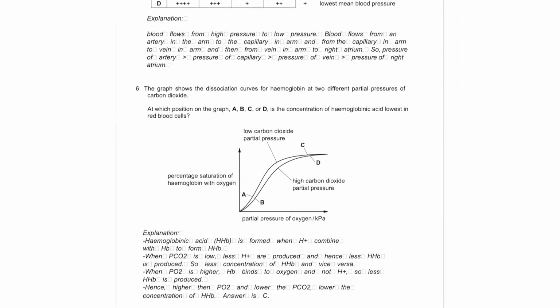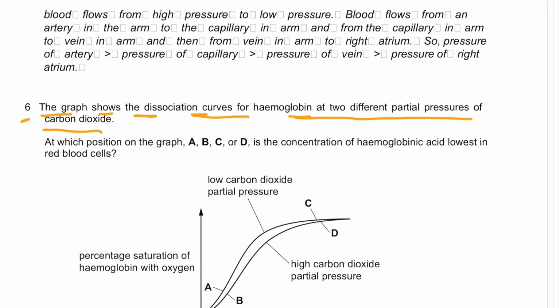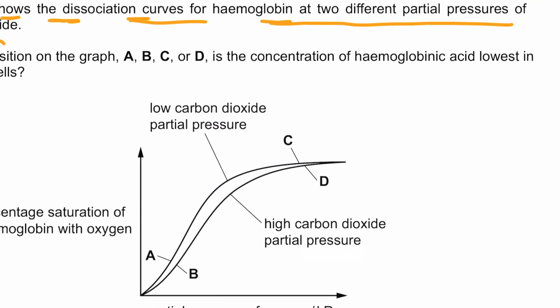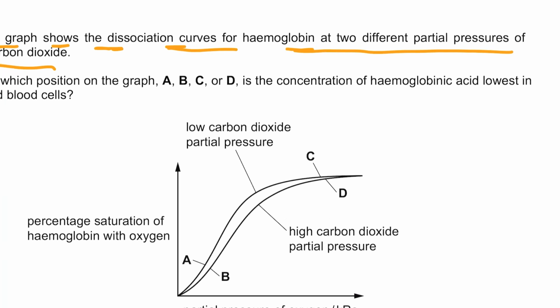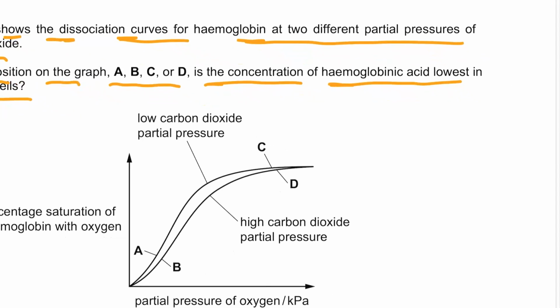Okay, let's move on to MCQ number 6. The graph shows the dissociation curves for hemoglobin at two different partial pressures of carbon dioxide. So guys, this is a graph which is showing the hemoglobin dissociation curves at two different partial pressures of carbon dioxide. So the curve on the right is at the higher partial pressure of carbon dioxide, and the curve at the left is at the low partial pressure of carbon dioxide. At which positions on the graph A, B, C or D is the concentration of hemoglobinic acid lowest in the red blood cells? So guys, what is hemoglobinic acid?